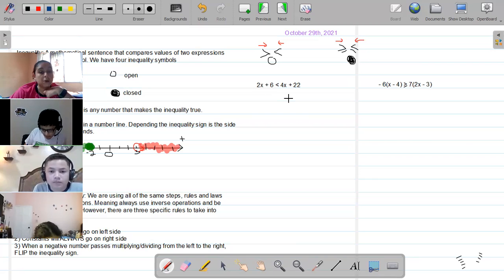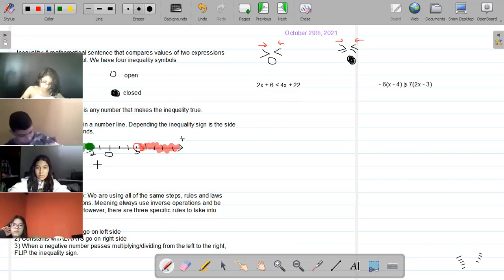So exercise 1, 2x plus 6 is less than 4x plus 22. Open or closed? Open. Open, correct. So I'm going to write the word open over here, so I don't forget to graph it open at the end. Okay, this is not necessary. I use it so I can remember it. I would like and appreciate if you do so.